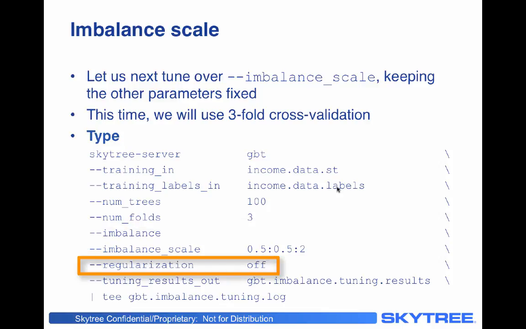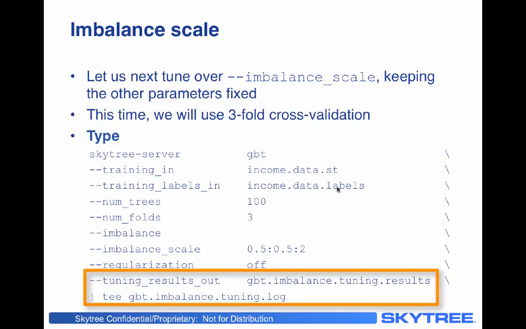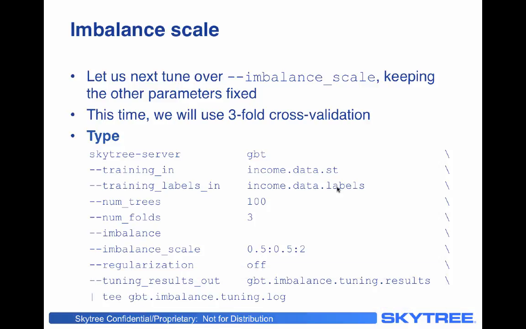Once again, we turn off the regularization option, which is on by default, and this option can't be used simultaneously with the imbalance option or the sampling ratio option. We will write our tuning results to a file. We will also use the Linux tee command to both see the output from Skytree and have it written to a file. For this particular run, we're not writing out the final model and we're not making any predictions on a test set. So let's give this a run.